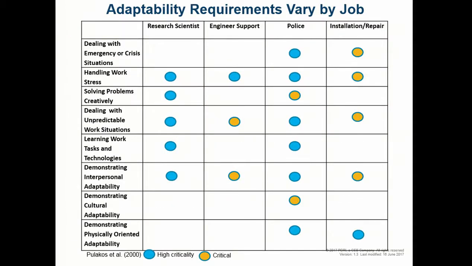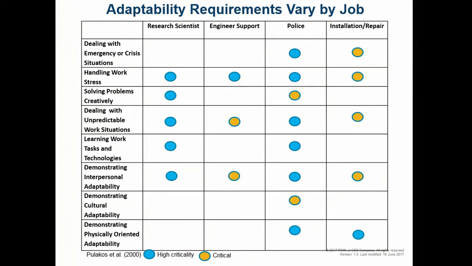So just to give you a sense of what that looks like, these were just a few of the jobs that were studied in this program of research. I tried to pick a few kind of disparate ones. So you'll see that some jobs have more adaptive performance requirements than others, and they vary in their level of criticality. So you look at a police role. They sort of light up on all different dimensions of adaptability. Handling emergencies and crises, yep, sure, definitely. Work stress, creative problem solving to a slightly lesser extent. The blue dots are higher levels of criticality. Physical-oriented adaptability, yes, on occasion that's needed too.